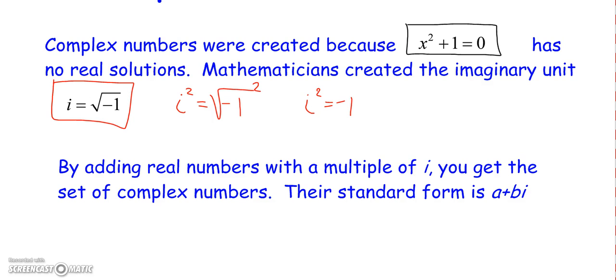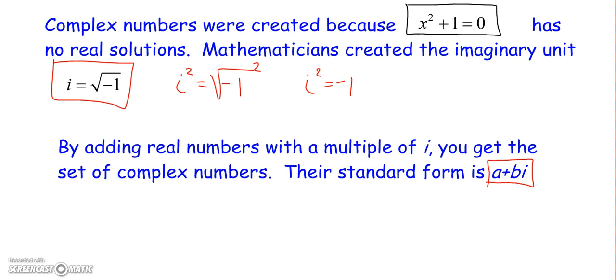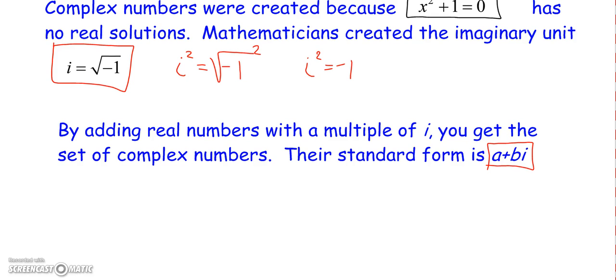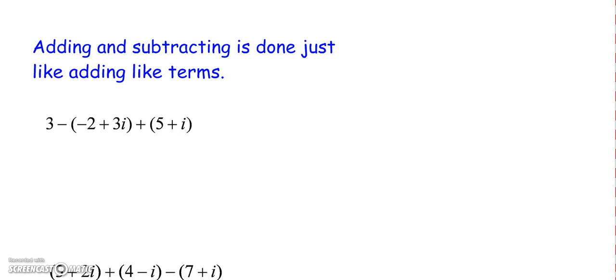when you use i, you are using complex numbers, and complex numbers have a standard form, a plus bi. So a is usually the real number portion, and then bi is the imaginary portion. So you can have a real number plus an imaginary number. That's a complex number in general. So it's a little bit of notation.